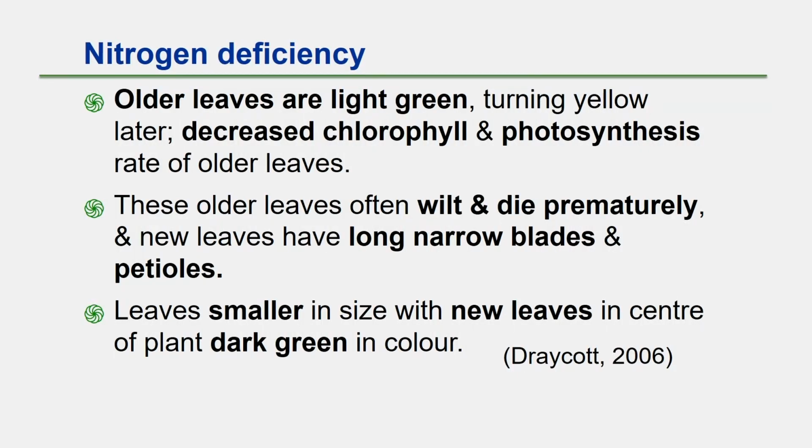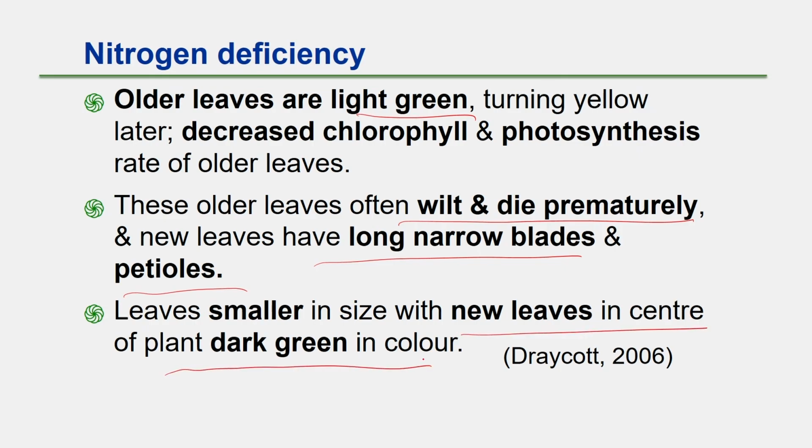And coming to the nitrogen, the most important nutrient, it is considered as a star nutrient in crop production. So older leaves are light green in case of nitrogen deficiency, turning later yellow, and decreased chlorophyll and photosynthesis of the older leaves. So these older leaves often wilt and die prematurely, and new leaves have long narrow blades and petiole. The length of the leaves also increases and they are yellow in color. Leaves are smaller in size with new leaves in center of plant dark green in color.